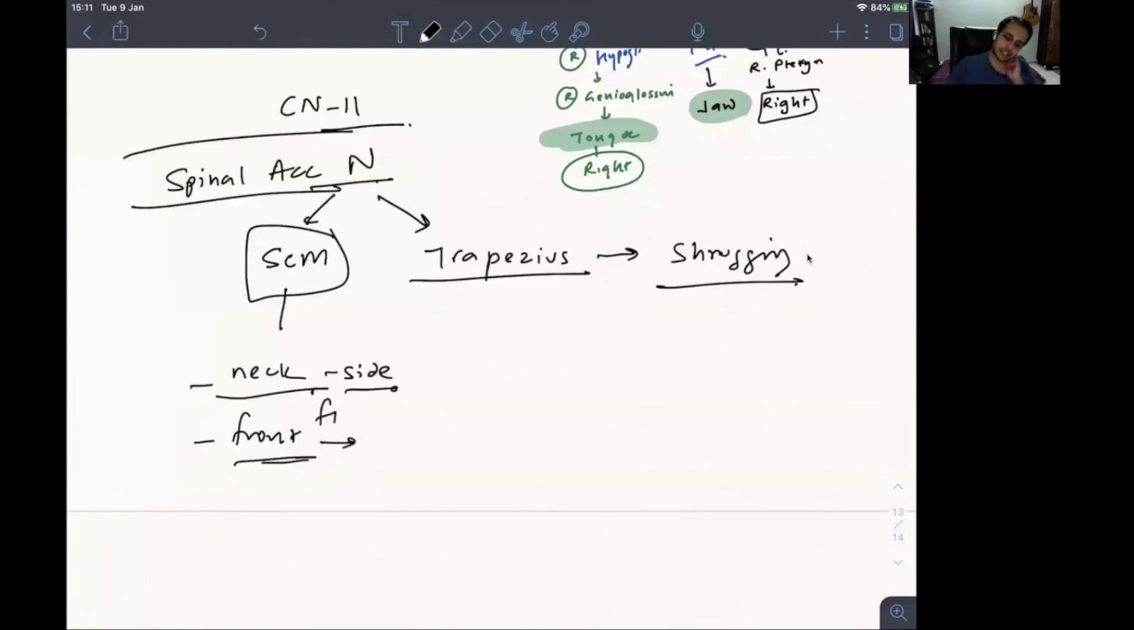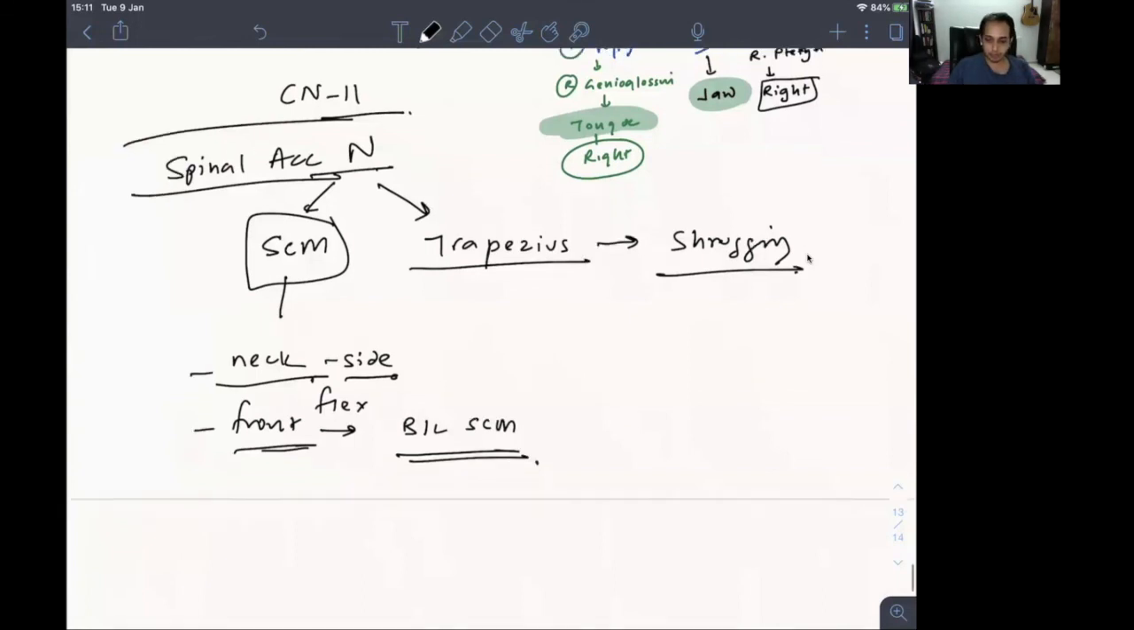When you're flexing the neck, bilateral sternocleidomastoids are acting. And if you're asking the patient to move side to side, then the contralateral sternocleidomastoid is acting.